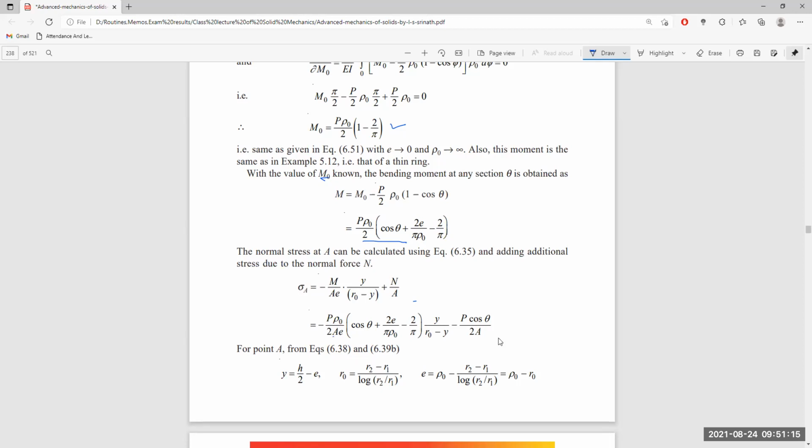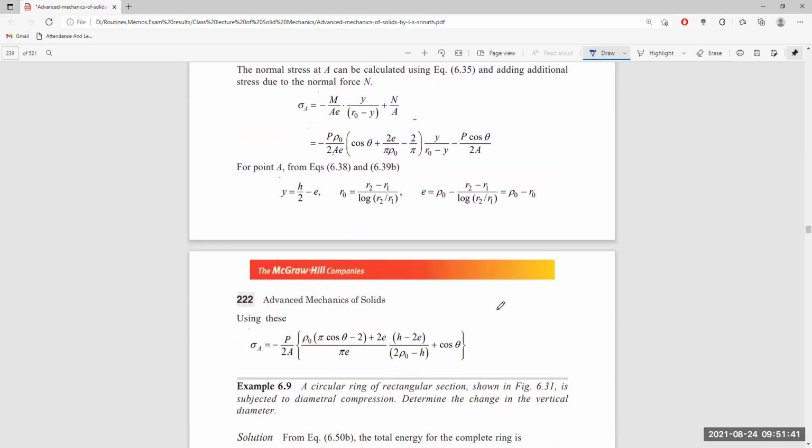At a point A, from equations 30 to 39, hy is equal to h by 2 minus hy, and r0 is equal to r2 minus r1 divided by log r2 by r1, and e0 rho 0 r2 by r1, and this portion is log minus rho 0 minus r0. Using this, the stress equation will take this particular form itself.